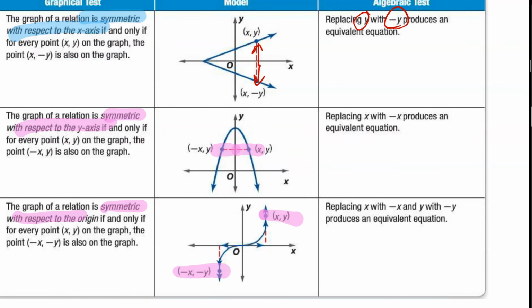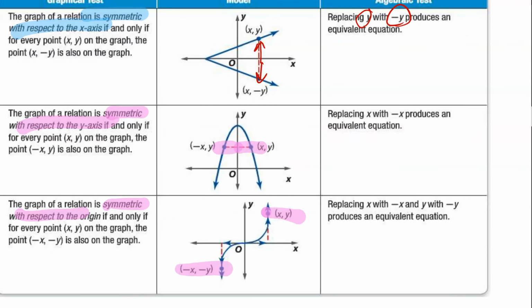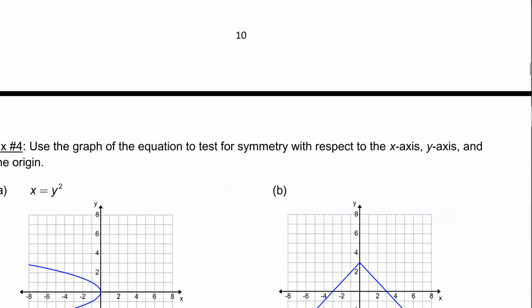So how do you actually find them algebraically? With respect to the x-axis, plug in negative y for y, simplify, and you should get the same equation. How do you get symmetric with the y-axis? If you plug in negative x for x, you'll get the same equation. And then lastly, how do you get respect to the origin? You plug negative x in for x, negative y in for y. Do the whole algebra simplification, and you'll get the same thing.